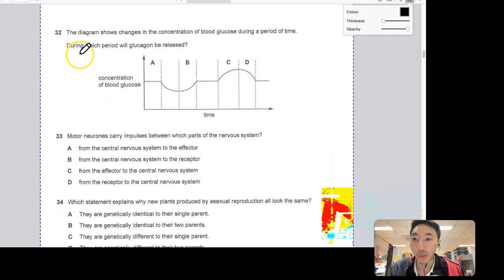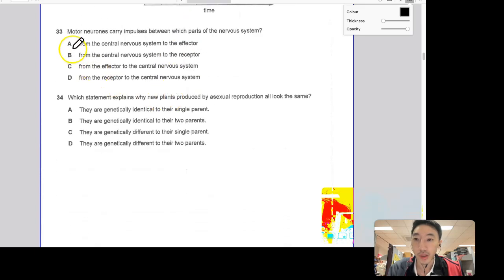Okay, question 32. The diagram shows the changes in the concentration of blood glucose during a period of time. During which period will glucagon be released? Remember, glucagon will increase the blood sugar levels. So when do you need glucagon? When you're feeling very hungry, right? When your blood sugar level is very low. So the answer is B.